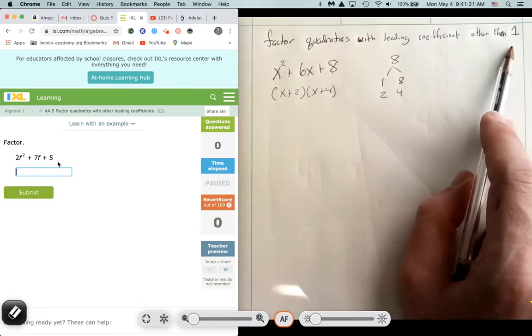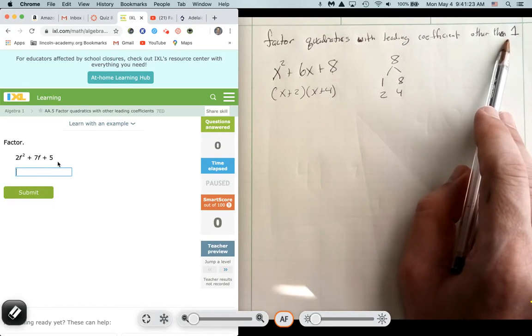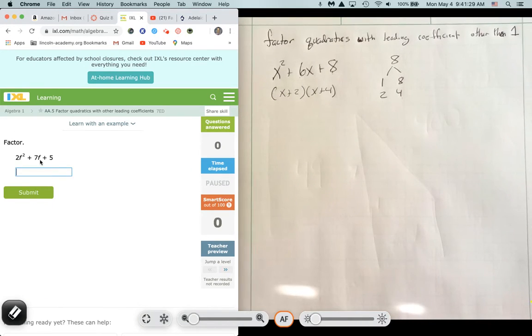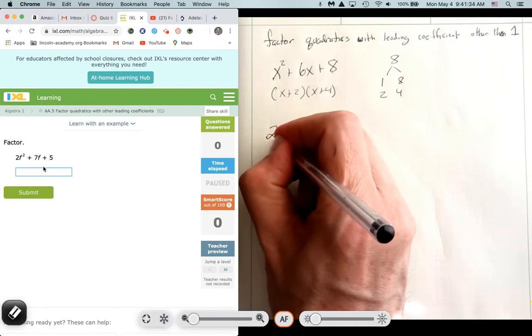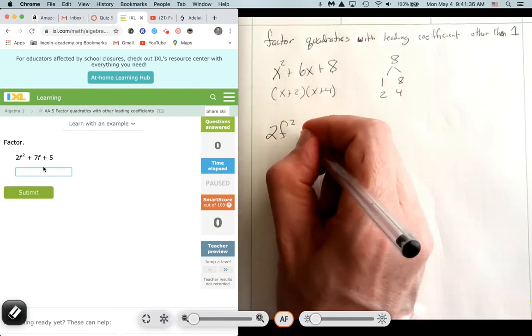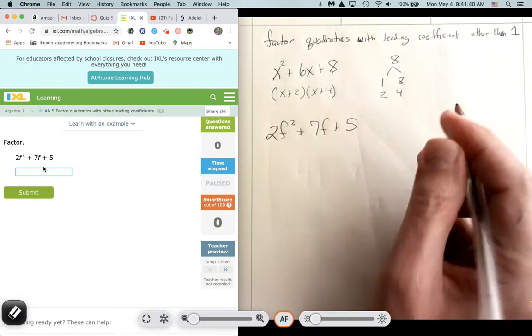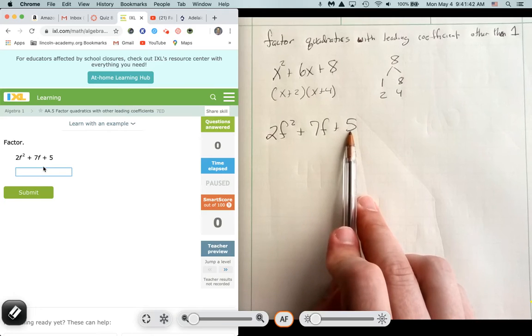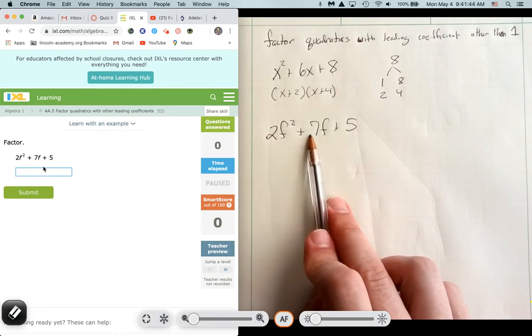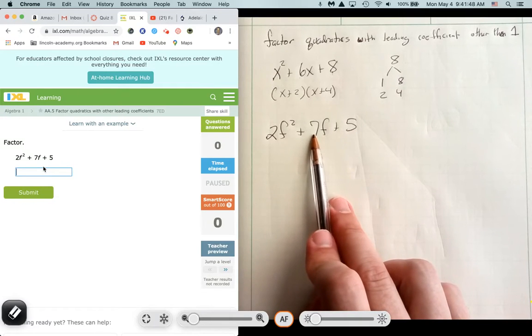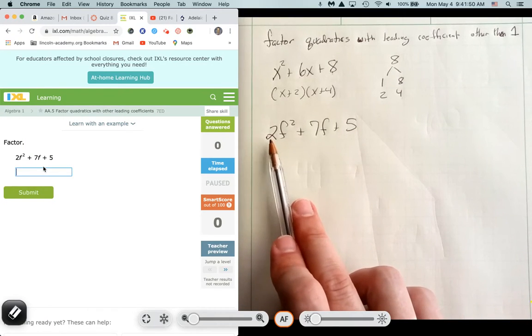Factoring quadratics without a leading coefficient of 1 isn't much more difficult, but there are a couple more steps. So let's do this one we see right here, this 2f squared plus 7f plus 5. Now we can't just find two factors of 5 that add to 7 because there aren't any. 1 times 5 is 5, but 1 plus 5 is not 7. Plus we need to take into account this 2.